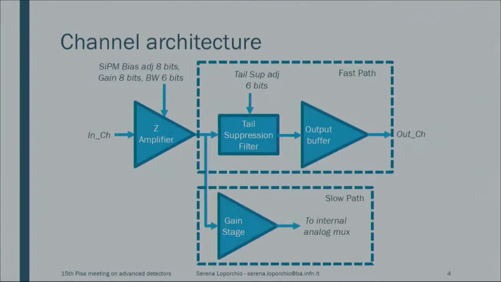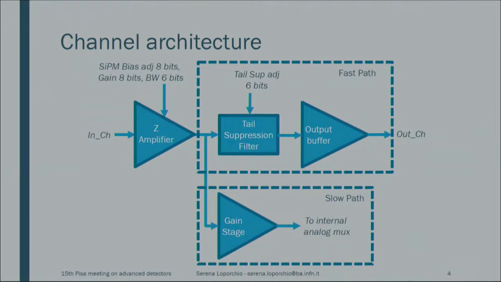Additionally, we also have an 8-bit DAC, which will be used to fine-tune the bias of each pixel in the camera. And in the end, we also have a slow monitoring of the silicon photomultiplier current using a 10-bit ADC. This is the architecture of a single channel, and as we can see, there is the transimpedance amplifier for which we can adjust the gain and the bandwidth along with the bias of the single pixel.